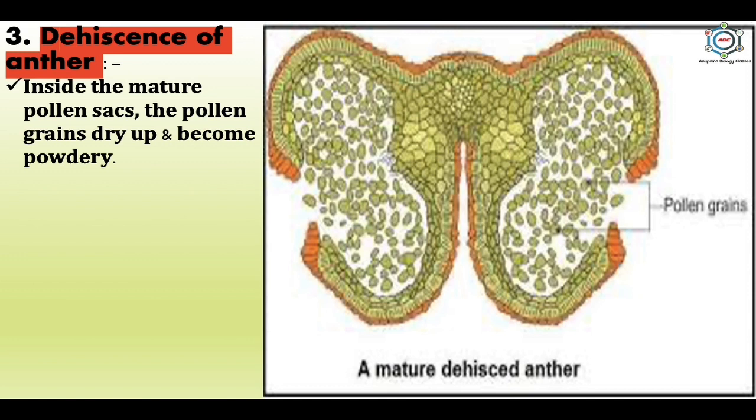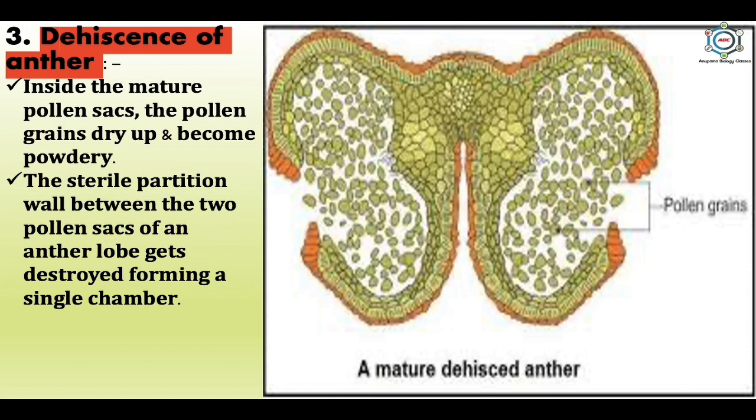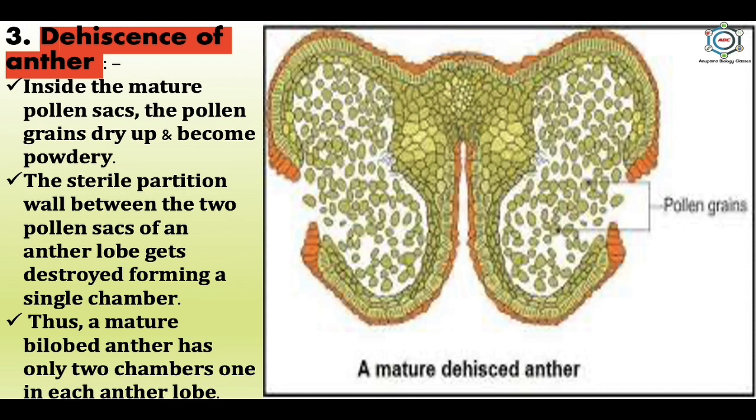The dead cells of the endothecium contract from their outer thin walls so that the anther lobes form longitudinal cavities. This results in rupture of the anther lobe walls in the region of the stomium and the dispersal of the pollen grains. Now, the sterile partition wall between the two pollen sacs of an anther lobe gets destroyed, forming a single chamber. Thus, a mature bilobed anther has only two chambers, one in each anther lobe.